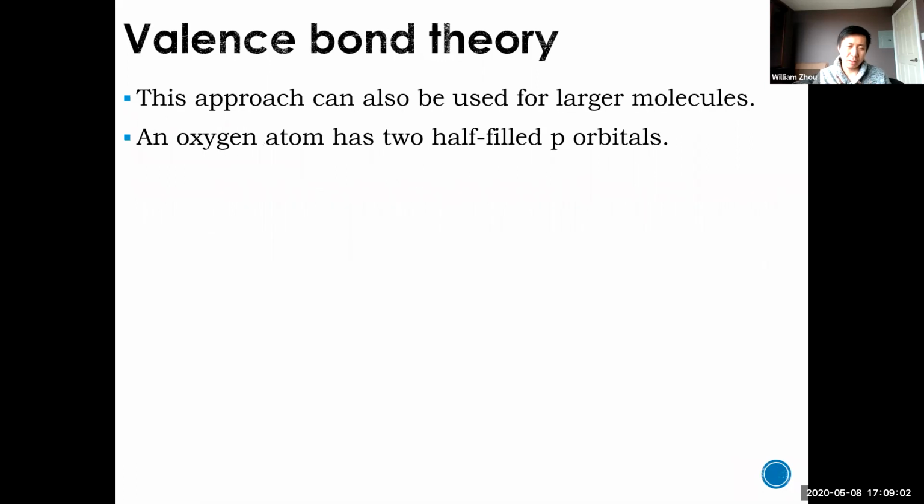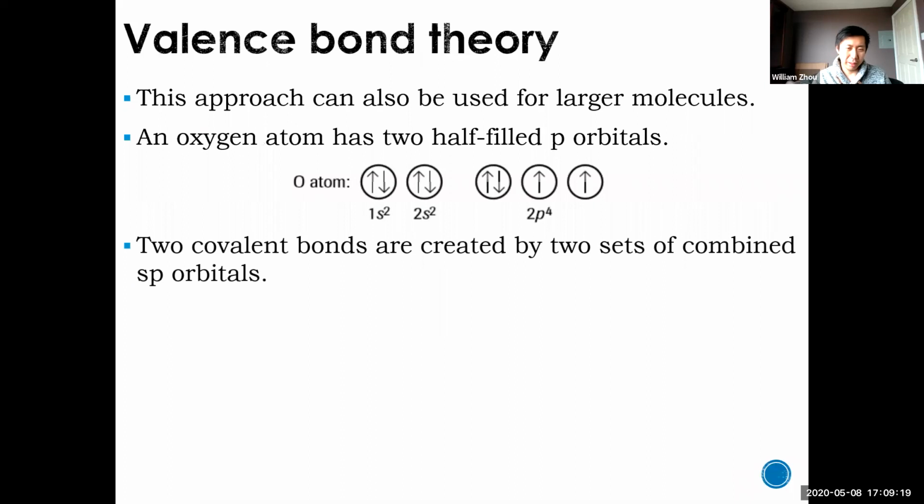Now, the next one, let's look at something more complicated, like oxygen. Oxygen has 2 half-filled p orbitals. It needs 2 additional electrons instead of 1. So both of those orbitals will be in a bond. Now, how would that work? Well, here's the electron configuration of oxygen. You can see that in the 2p, 2 of those are missing an electron.